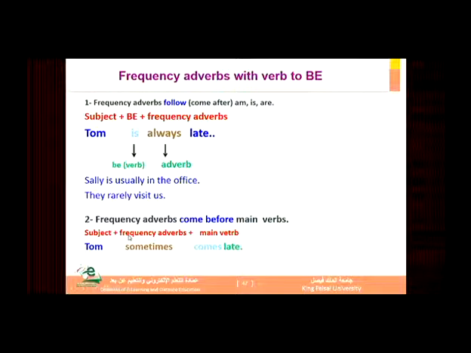Now this is again to remind us, frequency adverbs come before the main verbs. Subject, frequency adverb, then the main verb. Tom sometimes comes late. So if you look at this sentence, here we said Tom followed by the verb, while here Tom followed by the adverb, which means the verb here is followed by the adverb always, while the verb here is preceded, is basically where the adverb comes before the verb rather than after the verb.